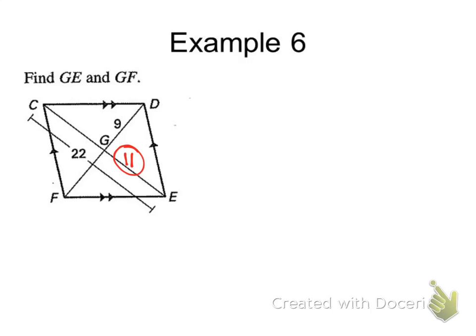And then the other one we're looking for is GF. GF is the same as GD since FD was bisected. So what is this one? 9. Same as the other one. Good. So again, depends what you're given and depends what you're looking for. What are your questions?